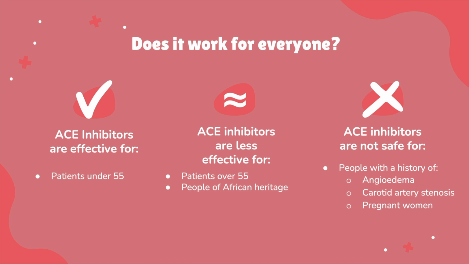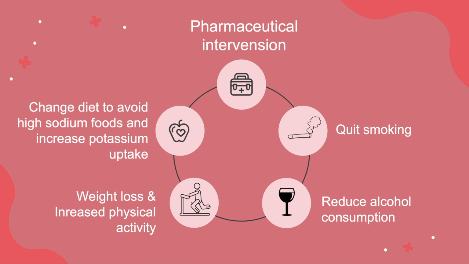ACE inhibitors are not safe for individuals with a history of angioedema, carotid artery stenosis, or for pregnant women. This is due to the risk of renal failure and increased blood potassium levels, both of which can result in death or deformity of the newborn. If you have primary hypertension, it is important to pair these drugs with lifestyle changes to ensure lasting and meaningful results. This includes quitting smoking, changing your diet to avoid high sodium foods and increasing potassium intake, weight loss and increased physical activity, and reducing alcohol consumption.